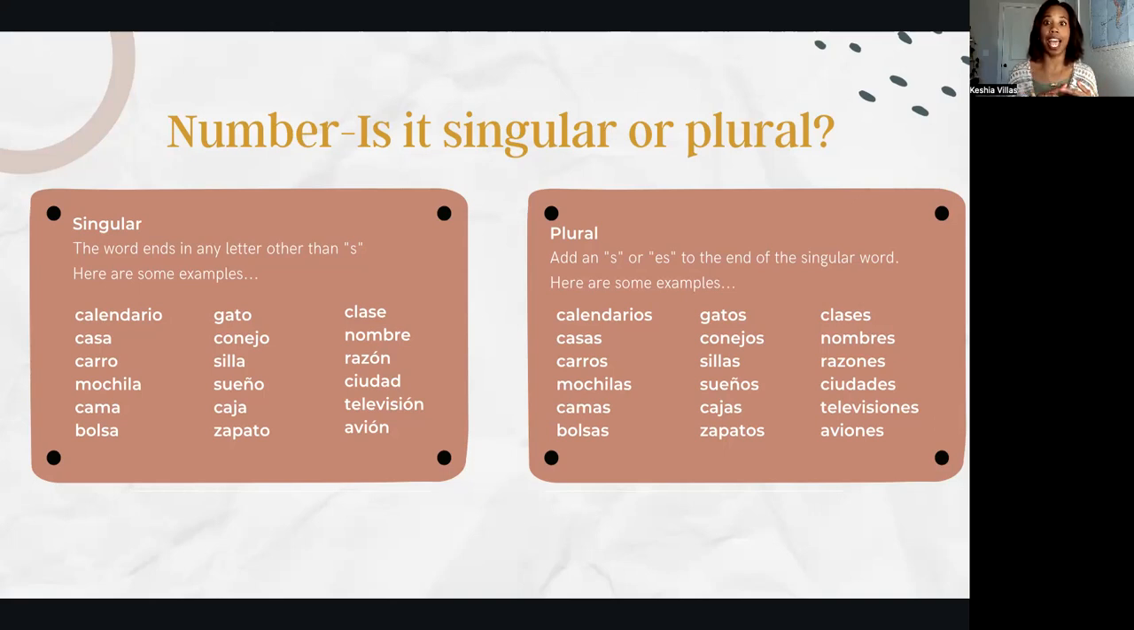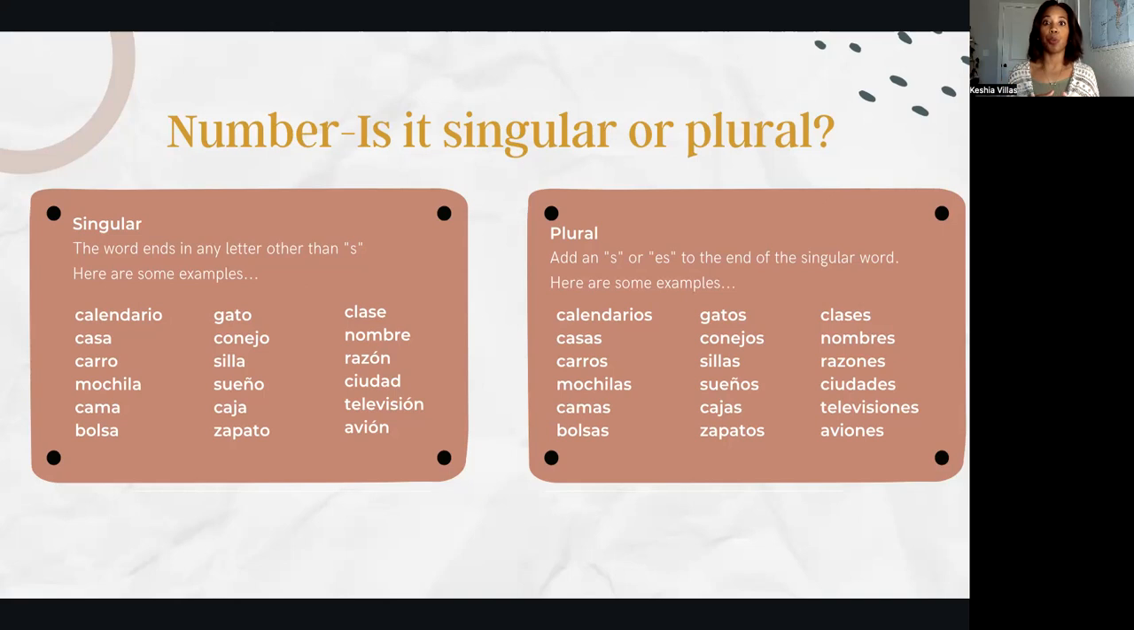We're going to add either an S or an ES to the end of a singular word. You're going to notice that our words end in vowels, A, E, I, O, U. In most cases, it's just going to be either an A, an E, or an O that our nouns will end in. Vowel-wise, we're going to add an S to those. If it ends in any other letter, we're going to add an ES, and we have a few examples of those on the right-hand side. We see razones, ciudades, televisiones, and aviones. These are words where we're going to add an ES. If a word ends in a consonant, we're going to add an ES.